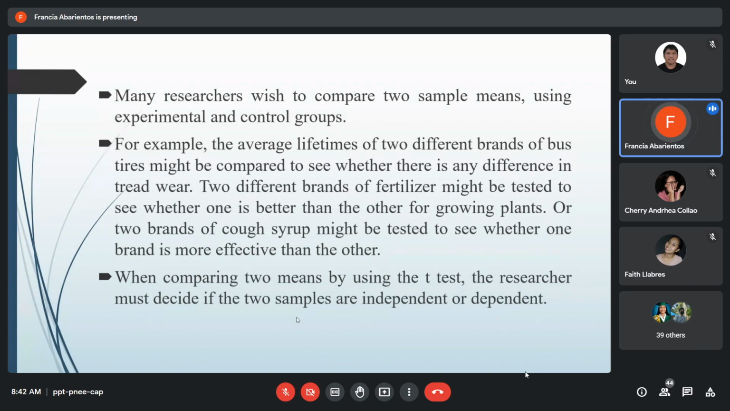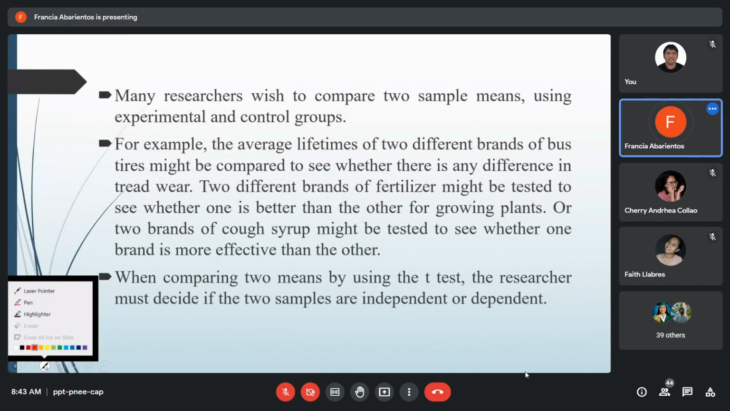Okay, so two different brands of fertilizer must be tested to see whether one is better than the other for growing plants. Or two brands of cough syrup might be tested to see whether one brand is more effective than the other. So when we compare two means using the t-test, the researcher must decide if the two samples are independent or dependent. So this will vary, class, kung ano yung iti-test natin. If we have the sample, you need to identify first whether it falls under the independent or the dependent.